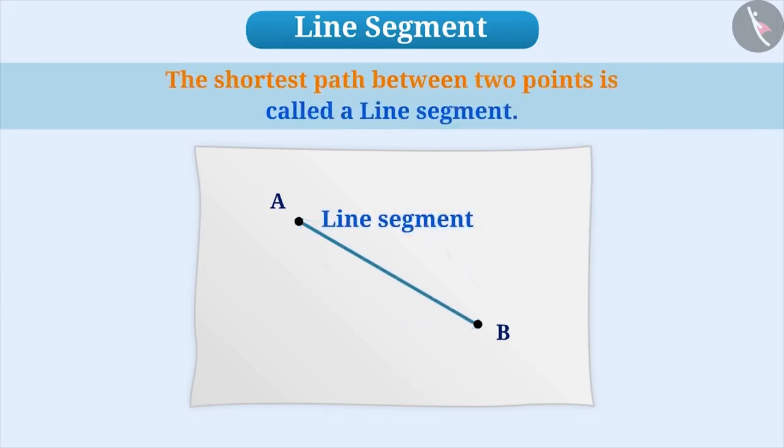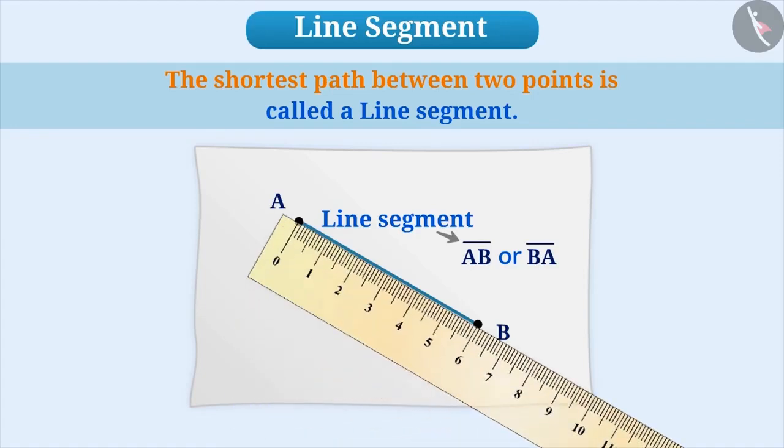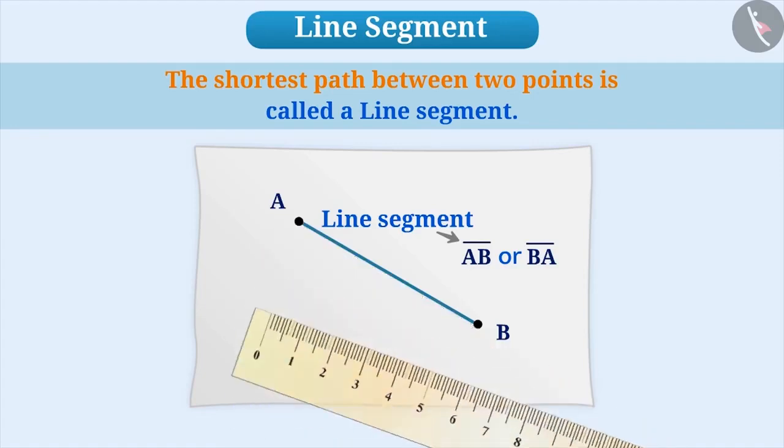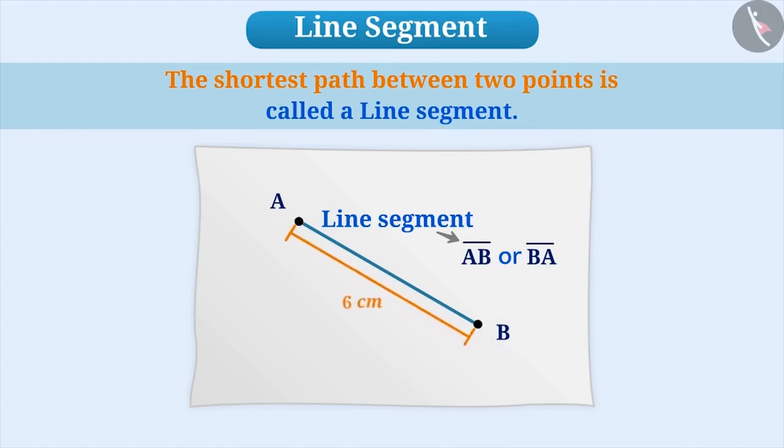Each line segment has 2 endpoints based on which we give the name to that line segment. The endpoints of this line segment are point A and point B. Based on this, we can call this line segment AB or BA. Keep in mind that line segment AB and line segment BA are 2 names for the same line segment. Since we can measure the distance between the 2 endpoints of a line segment, we can say that the length of the line segment is fixed.